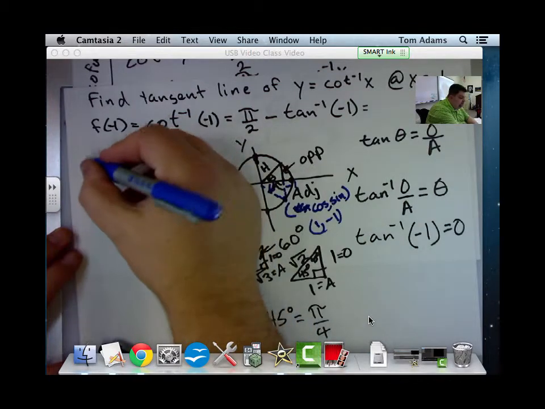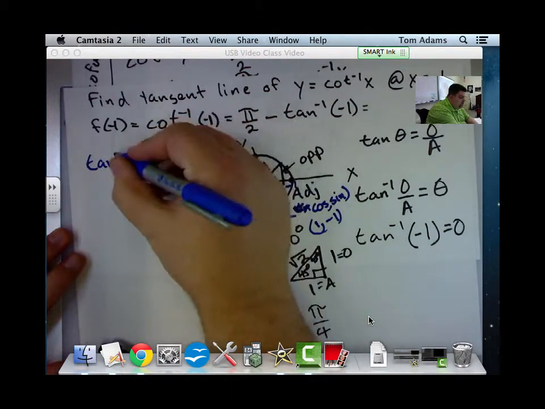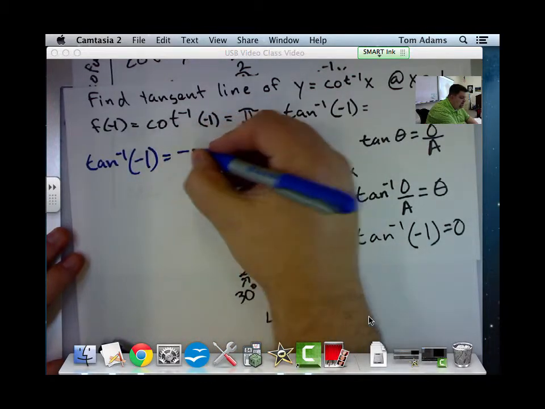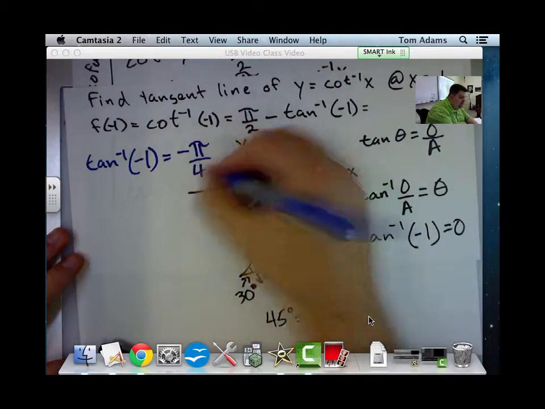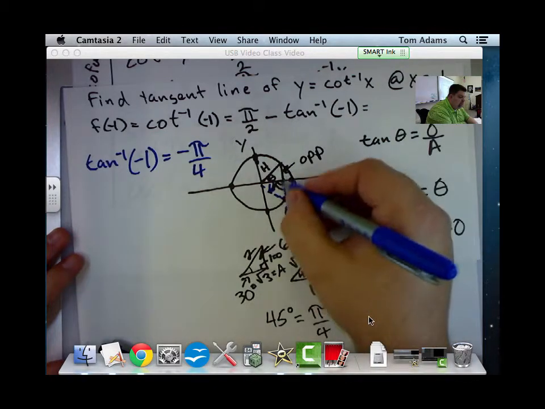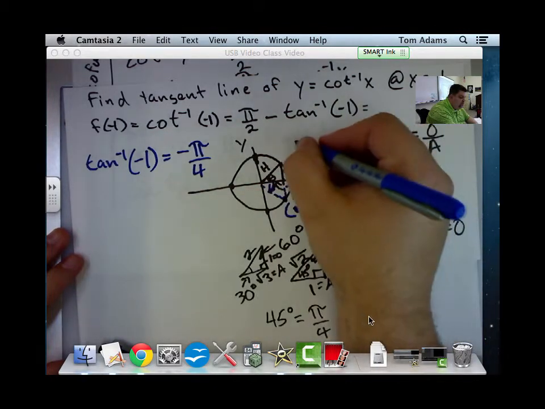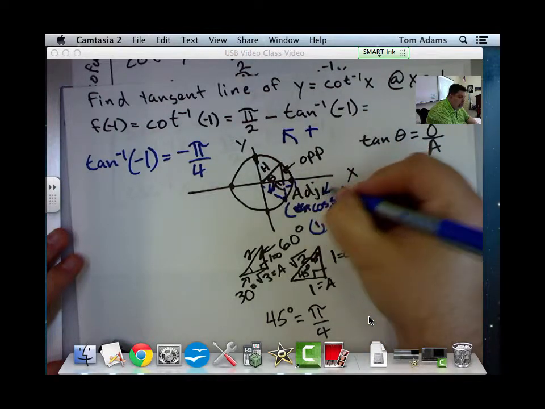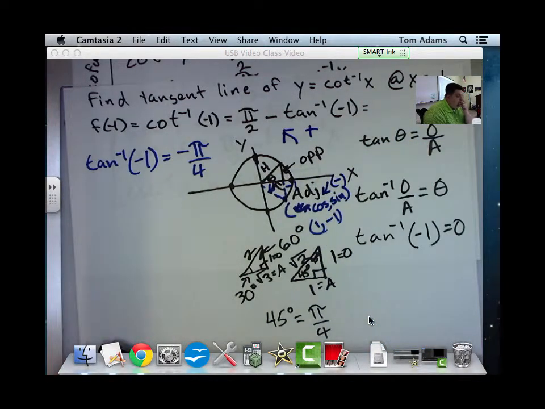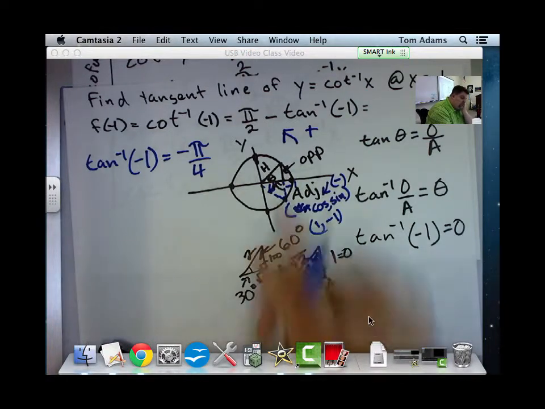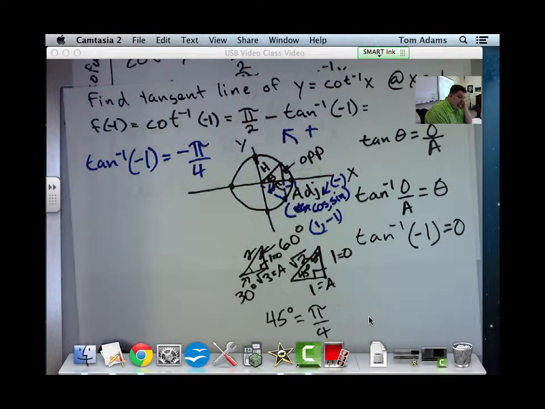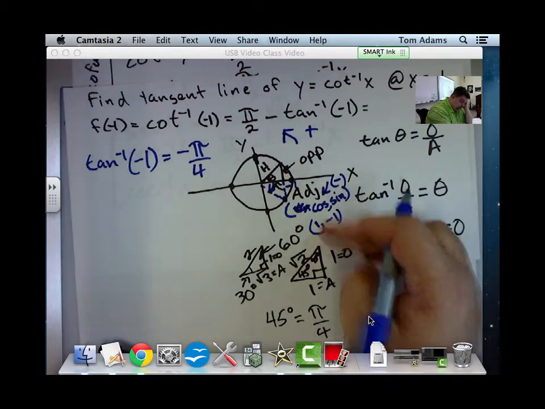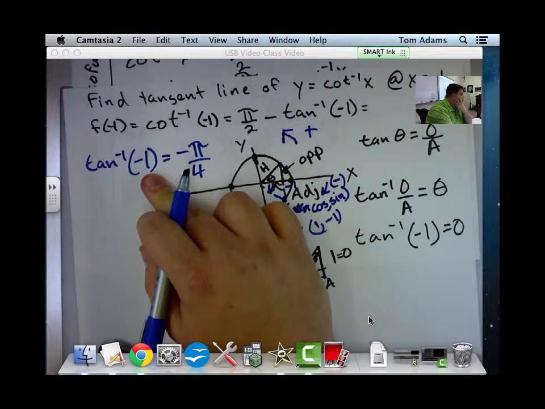So basically, tangent inverse of -1 is minus pi over 4, because I have to sweep around pi over 4 in the negative direction. Remember, if we sweep around this way, that's the positive direction. Well, if we sweep around this way, that's the negative direction. Well, if I sweep around pi over 4, I'll get sine -1 over cosine 1, -1. You guys see that?